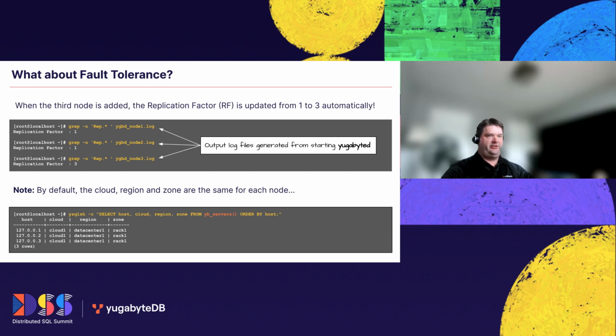And one other thing I wanted to show you, that yb_servers function I mentioned, we were just looking at the host column before. But there's three other columns that tell Yugabyte where the node resides. They're called cloud, region, and zone. And by default, cloud is always cloud1, region is datacenter1, and zone is rack1. So this is kind of what it looks like if you don't set these parameters.